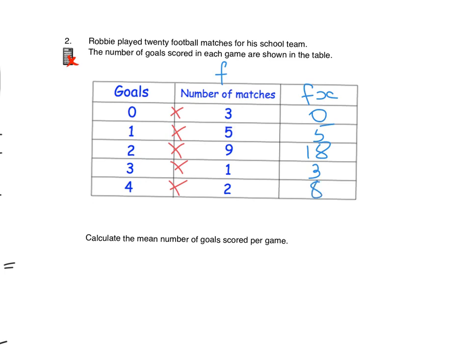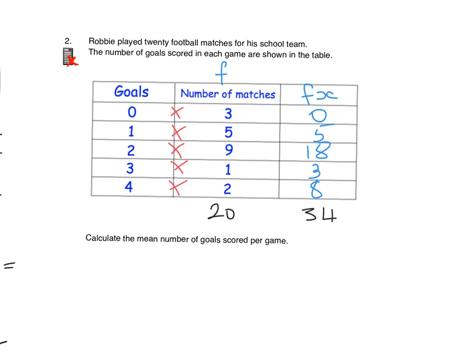Then what we do is we just add up the columns. So 0 plus 5 plus 18 plus 3 plus 8 gives me 34. And the frequency adds up to 3 plus 5 plus 9 plus 1 plus 2, which is 20.